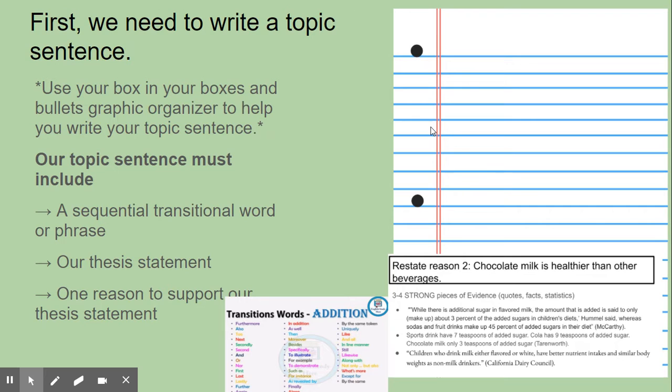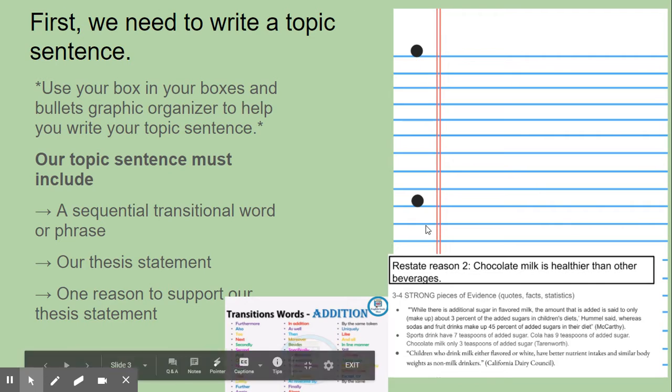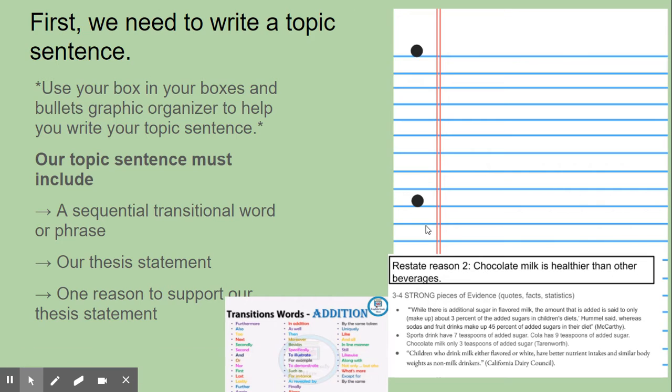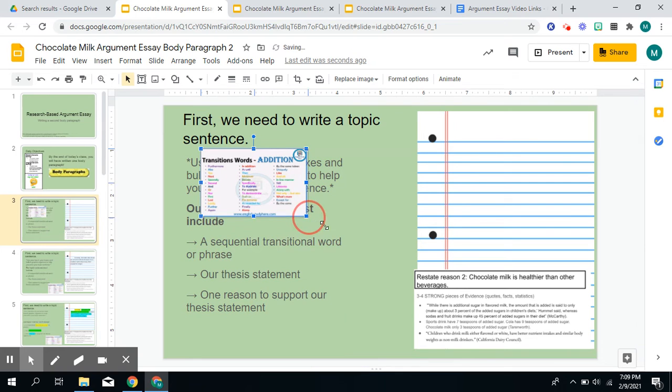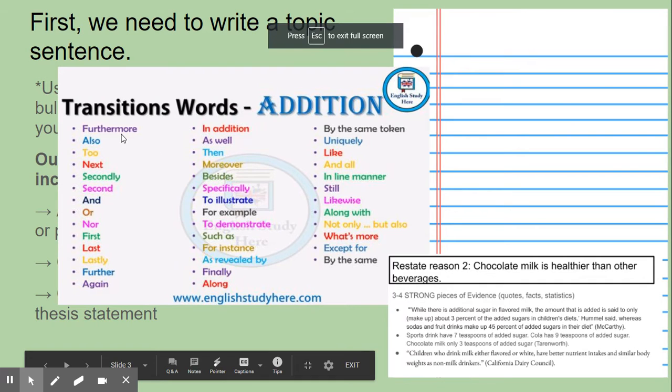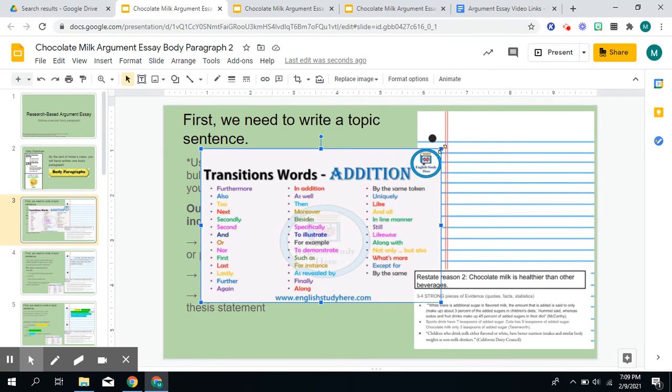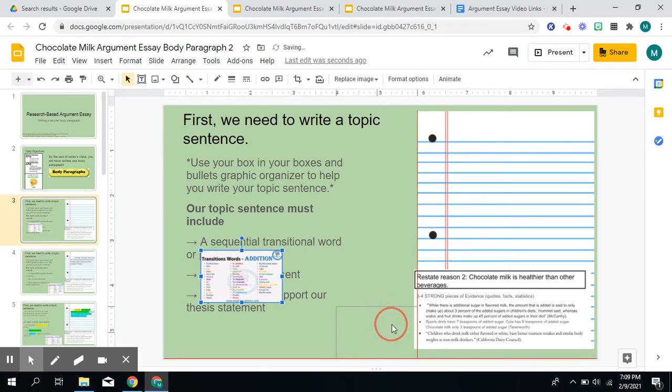All right, so let's get started. Just like we did yesterday, we need to start with our topic sentence, and we're going to use our boxes and bullets graphic organizer to help us. Our topic sentence should include a sequential transition word or phrase, our thesis statement, and one reason to support our thesis statement. I'm going to use transitions that add on to our argument. So I might say furthermore, secondly, or second, to go along with. And since this is our second reason, in our second body paragraph, I'll just simply say secondly.